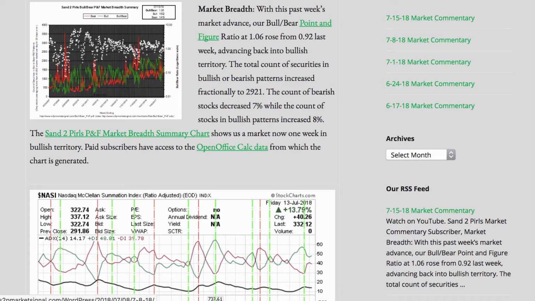The Pirls PNF Market Breadth Summary Chart shows us a market now 1 week in bullish territory.